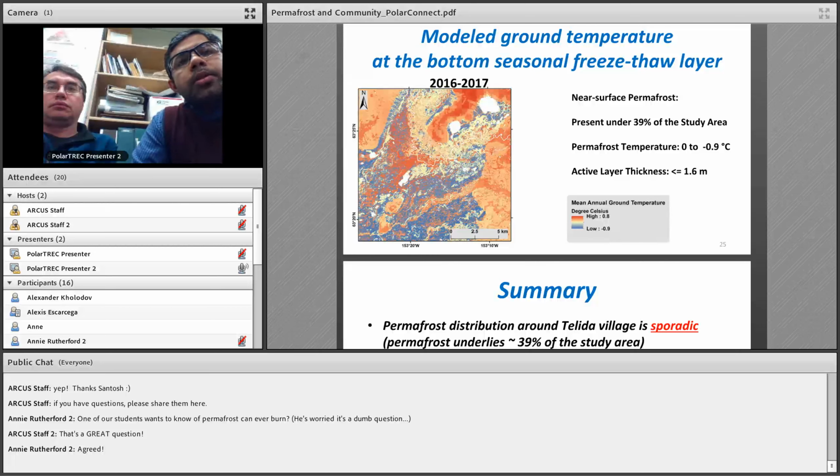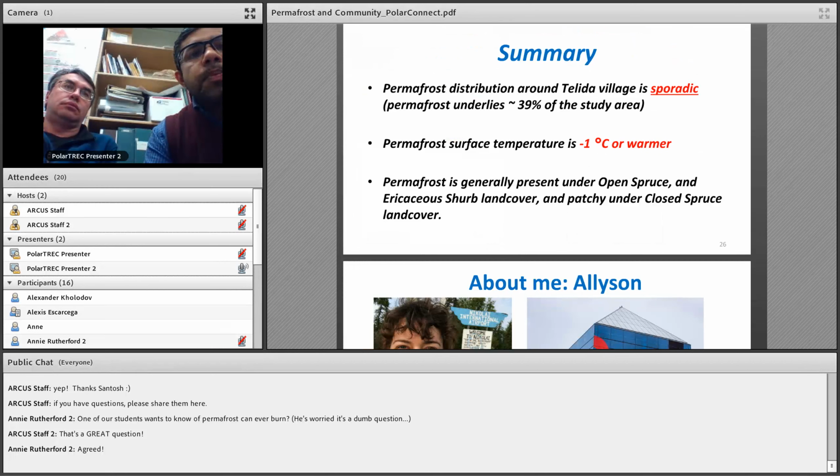So the blue areas are areas with permafrost, whereas the red areas and red and yellow are areas with no permafrost. And then you can look at the scale. So it's from -0.9 to +0.8. This gives you an idea of the temperature at the annual scale at the different pixel.